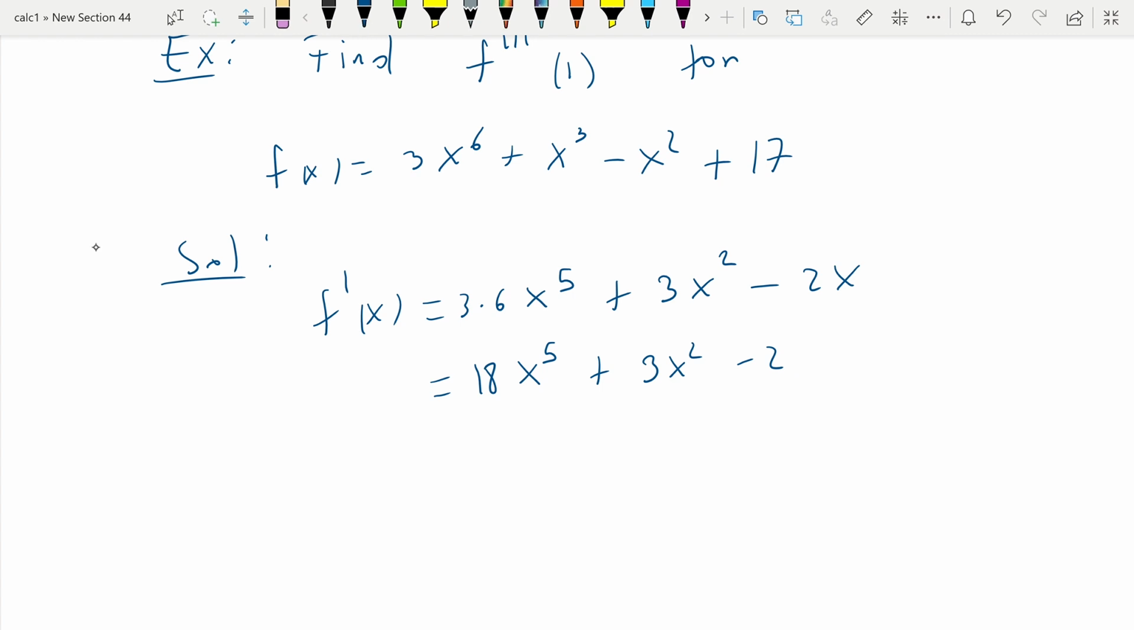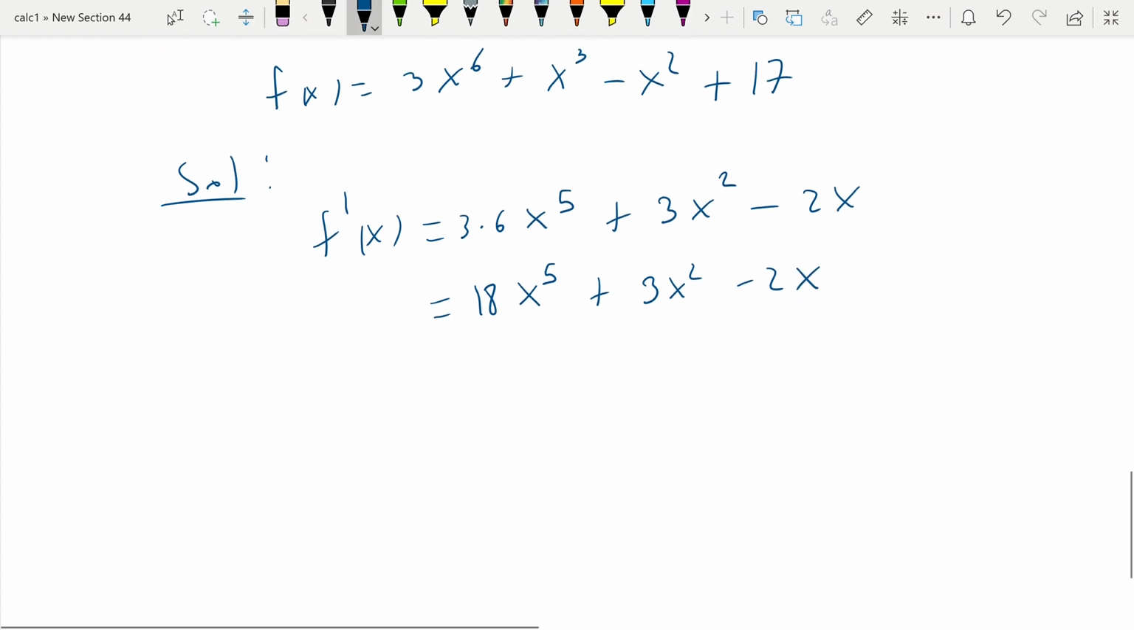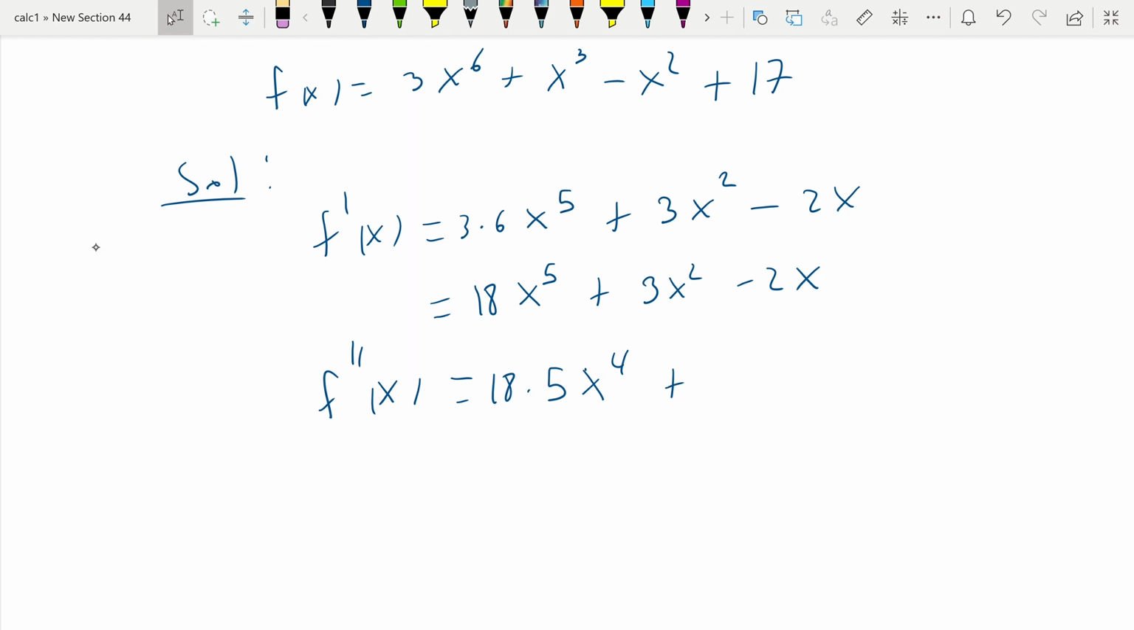So now what happens when we differentiate this again? We need to just look at this function here and take the derivative. If you want to take the second derivative of f, you need to differentiate f prime, which is this expression here. So again, we apply the power rule, and we get 18 times 5 times x to the 4th, plus 3 times 2, which is 6x, minus 2.